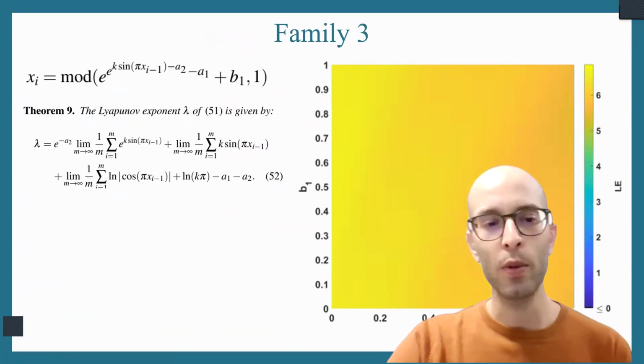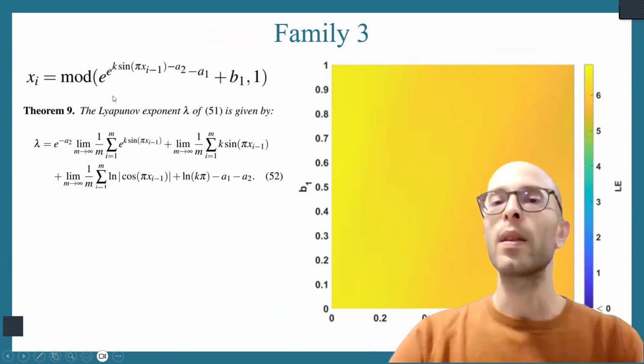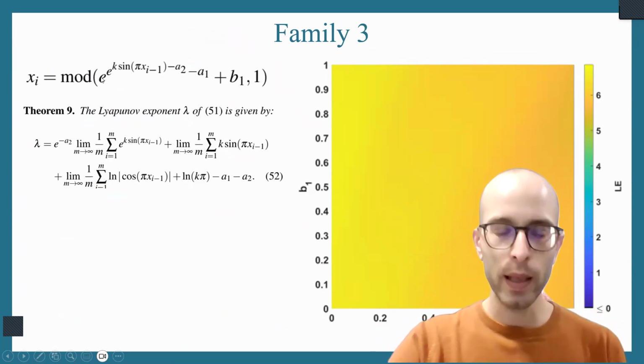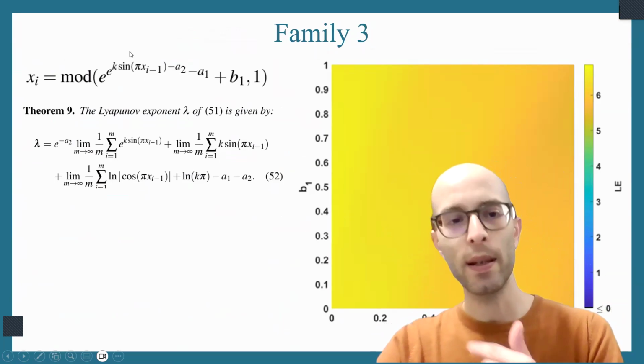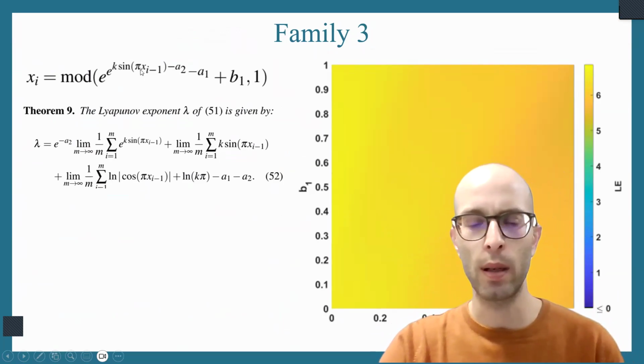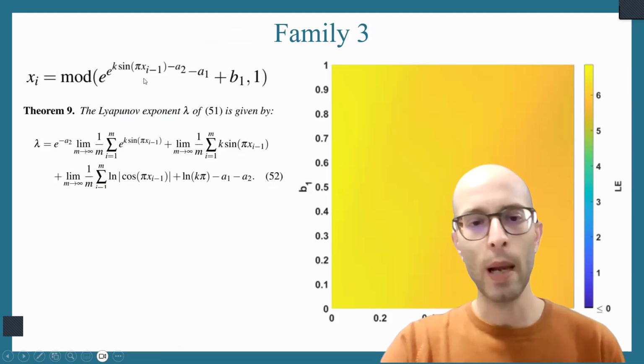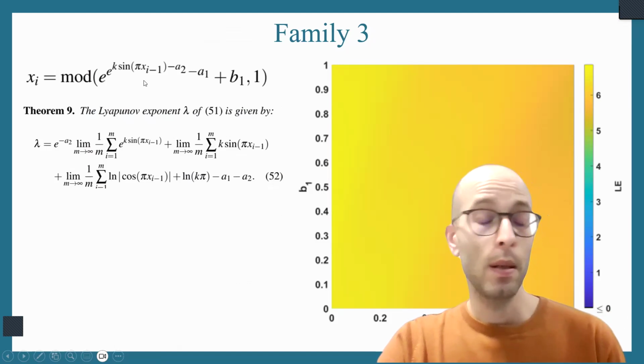And the third family, which is a combination of the exponential with the sine map. That's why you see here e to the k sine pi, which, as you know, if you follow chaos theory and chaotic systems, this is a sine map. We have some Lyapunov exponent results here.